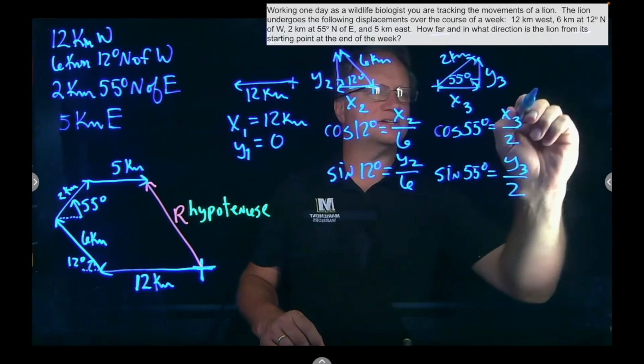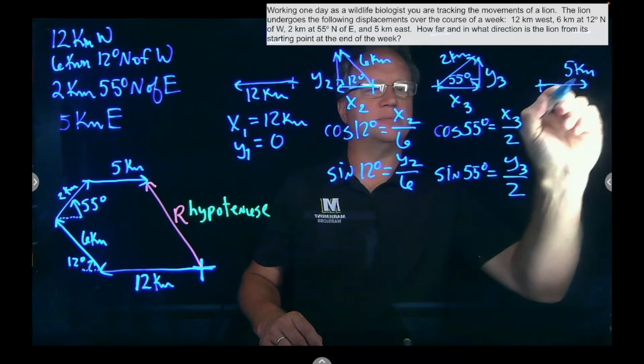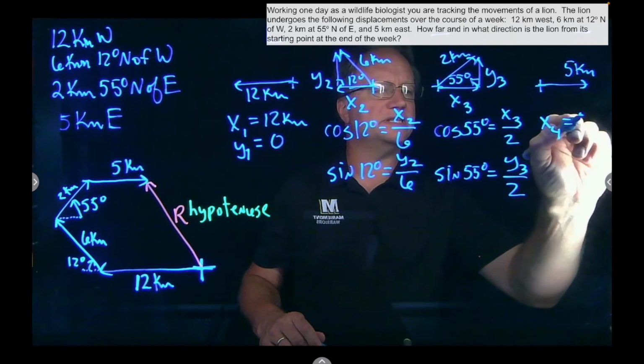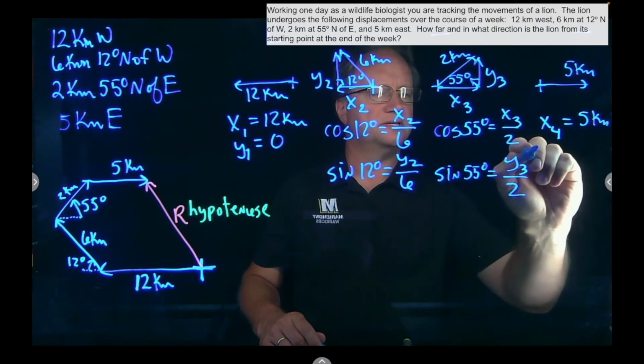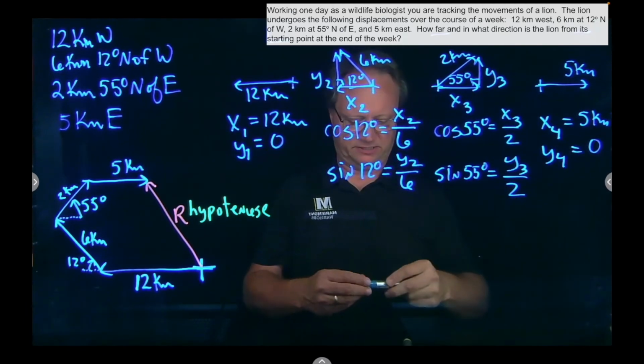Our last vector is the 5 kilometers to the east. That is all in the x direction, and there is no y component.